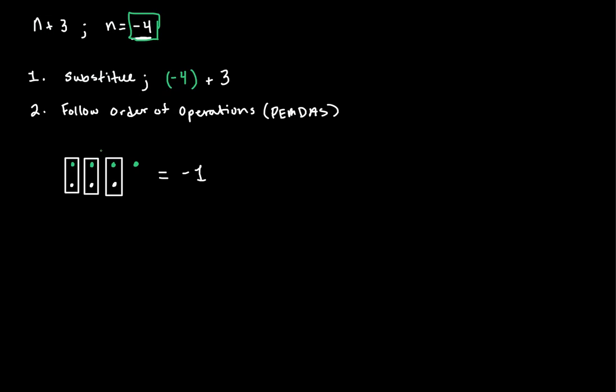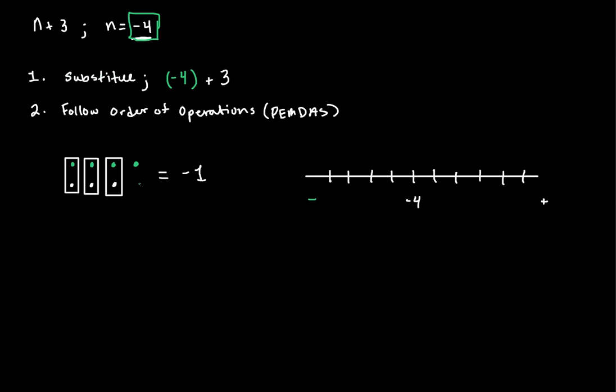Because there's one dot here that represents a negative. The other thing you can do is use a number line. You can just draw a straight line like this, and you start at -4. So we have -4 right in the middle, and you're going to add 3. When you're going positive, that's over here. If you're going negative, that's over here on the left.